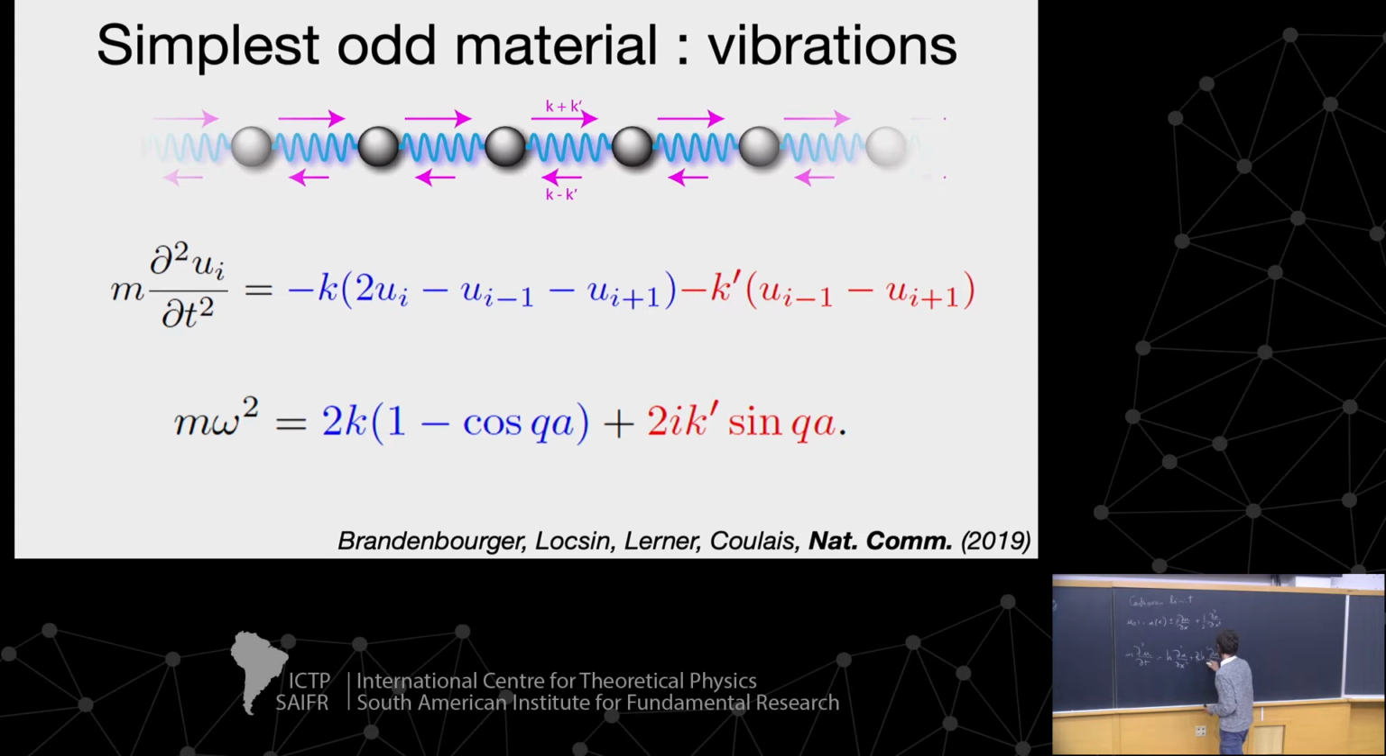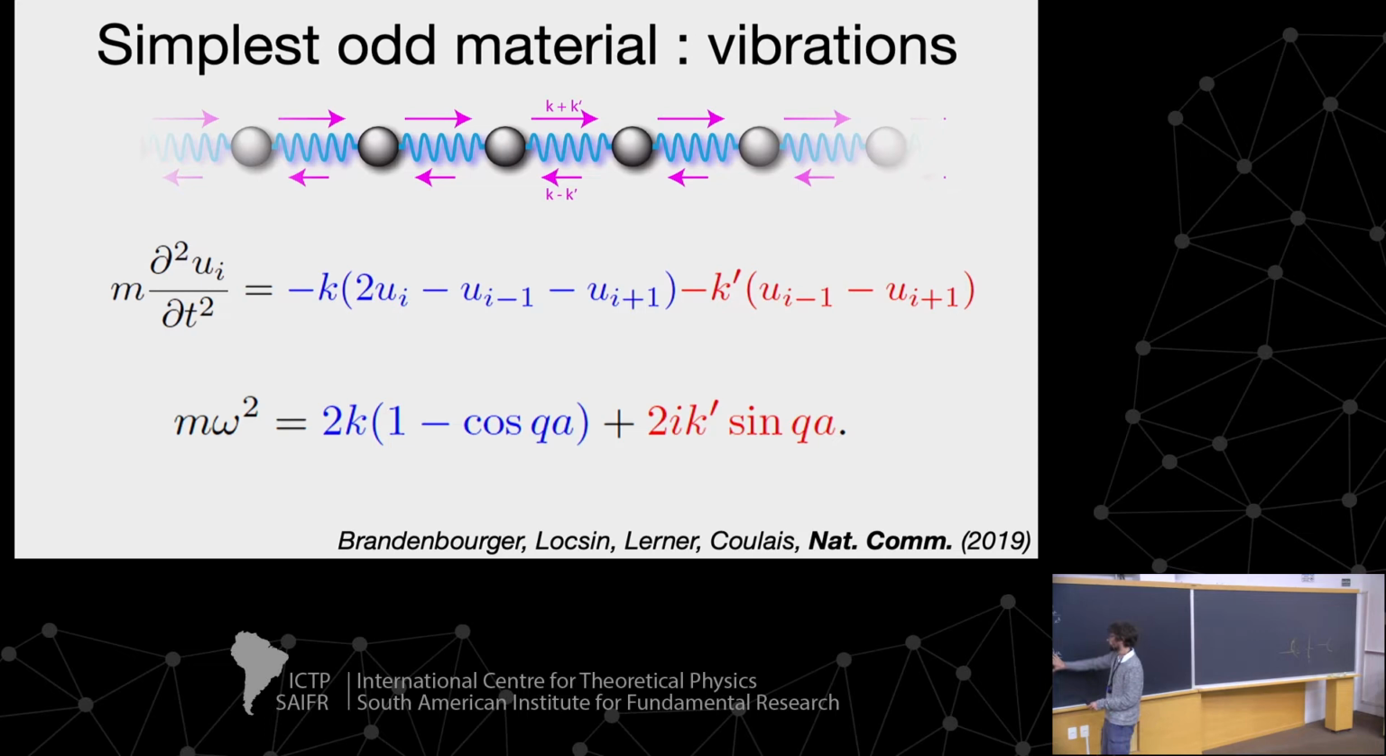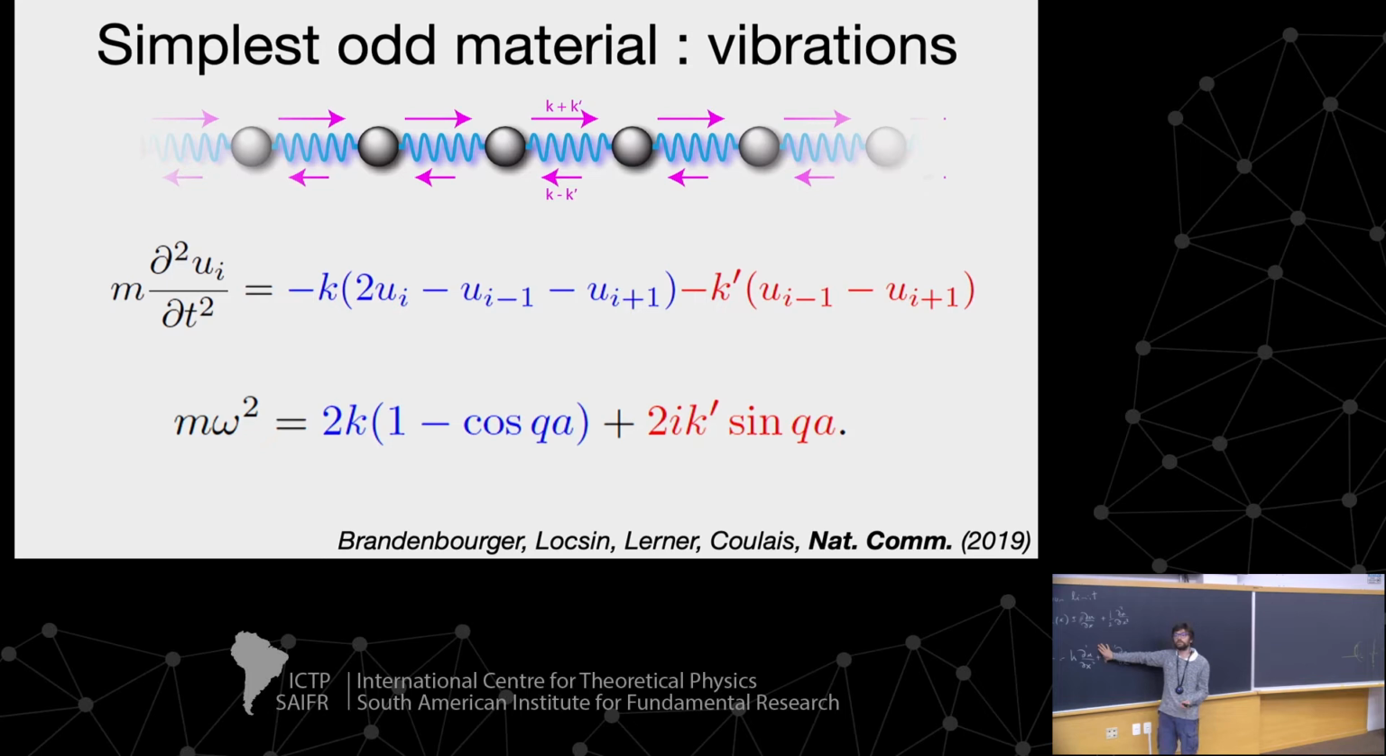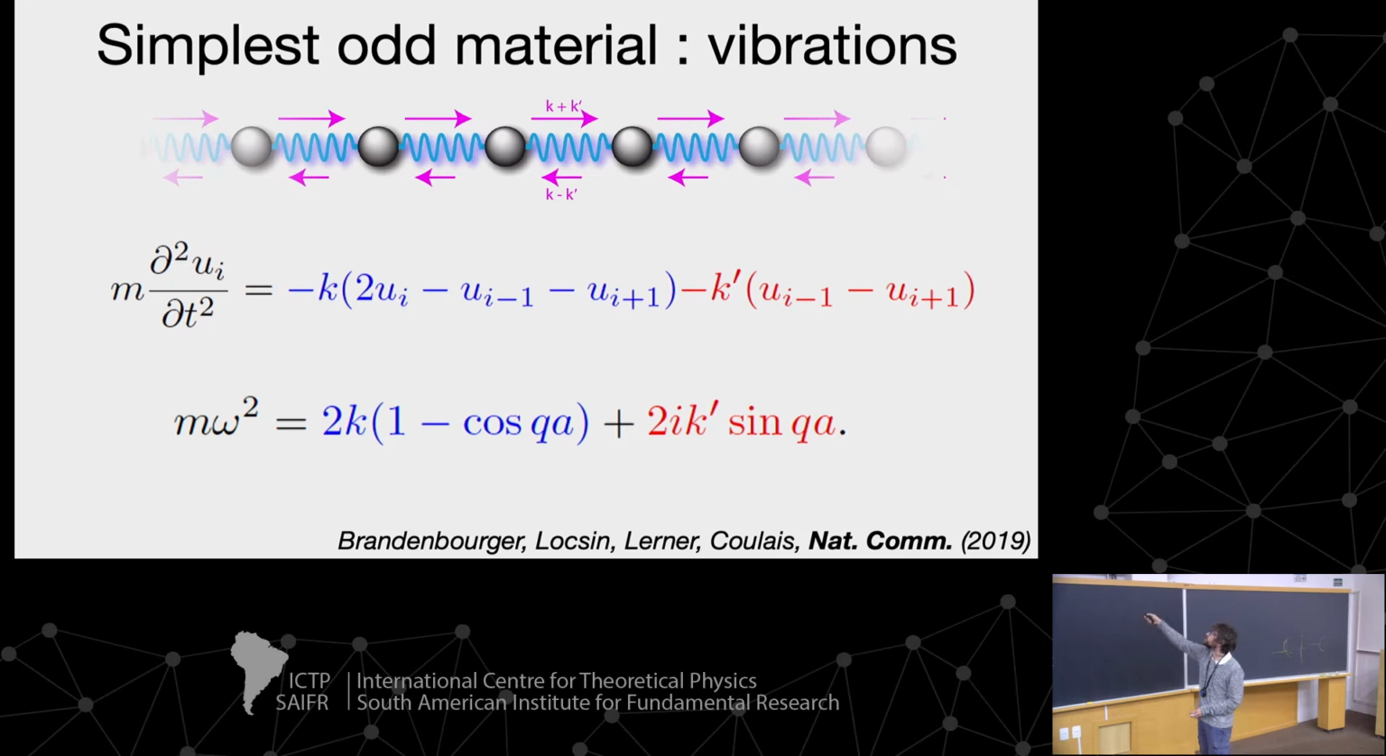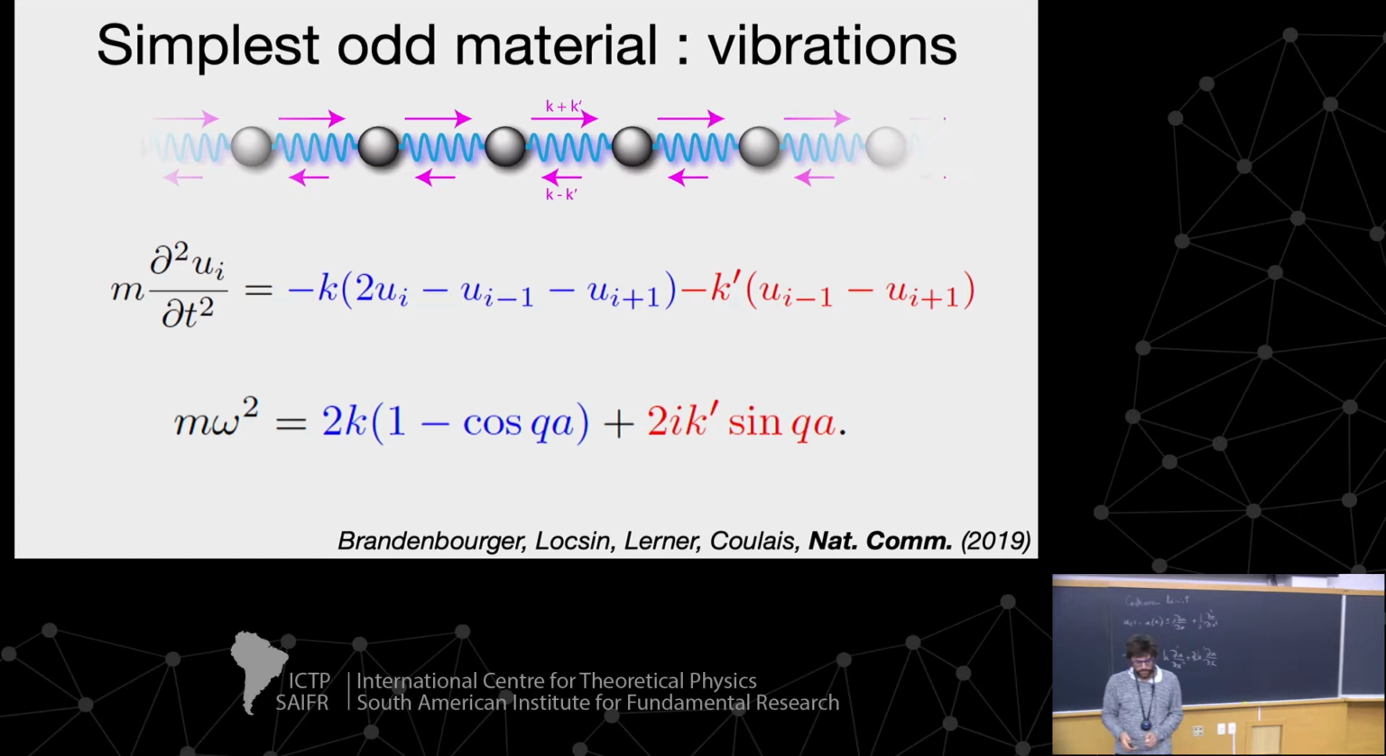Okay. And so you see that when k prime is 0, I have a wave equation. So this is actually how you derive your wave equation in textbooks, right? This is the wave equation. Here, you see that the non-reciprocity introduced a first-order term, right? And this first-order term breaks this left-right symmetry and has the role of this 2i sine here, okay?